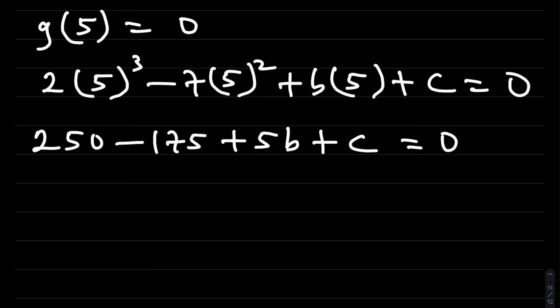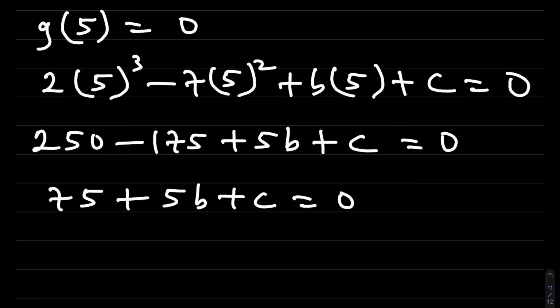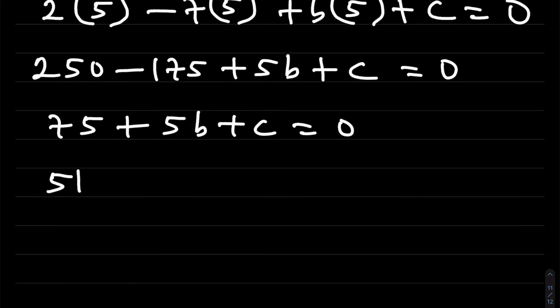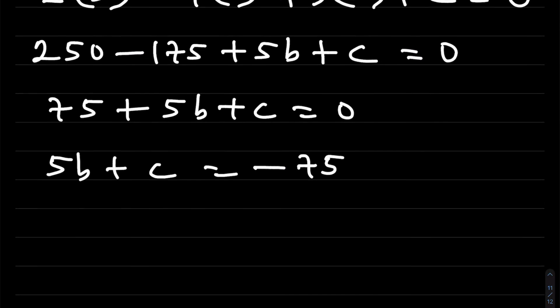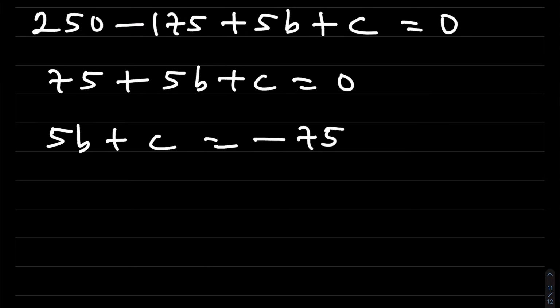And that simply means 75 plus 5b plus c equals 0. And that's 5b plus c equals minus 75. I hope it's correct. 250 minus 175 should be 75. Yeah, I think that's correct. So this is one equation.